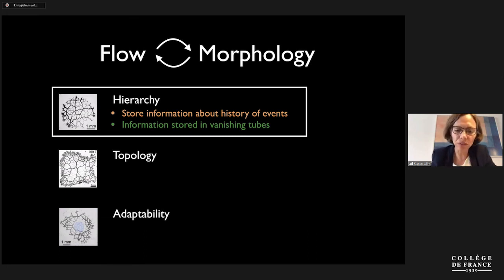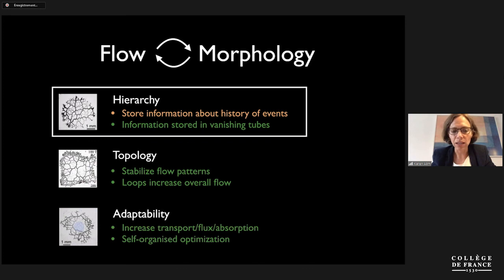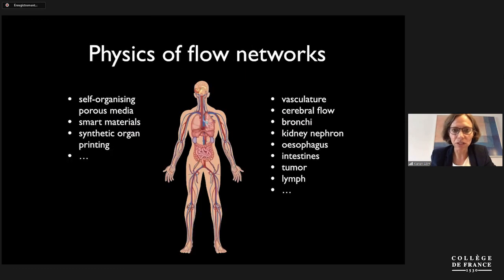With that, I will just give a short overview of what we're interested in topology. Here we're looking at how it stabilizes flow patterns, how loops increase flow, and also in adaptability, how the dynamics of individual tubes can increase transport, flux, absorption of these networks, and even drive self-organization and optimization of networks. And at last, I'd like to make a pitch of why I believe that solving the physics of flow networks is an effort that's worth doing, and that intrinsically combines mathematical models and experimental observations at the same time.